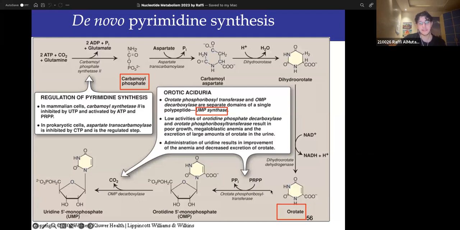Do we have to know the names of the enzymes? I think it is important that you know the names of the enzymes. And the reason being, let's say they ask you, for example, a question about, okay, so there's a condition we're going to talk about, orotic aciduria. They may ask you about one of these enzymes, for example. So just remember, OPRT and OMP decarboxylase are a part of UMP synthase.